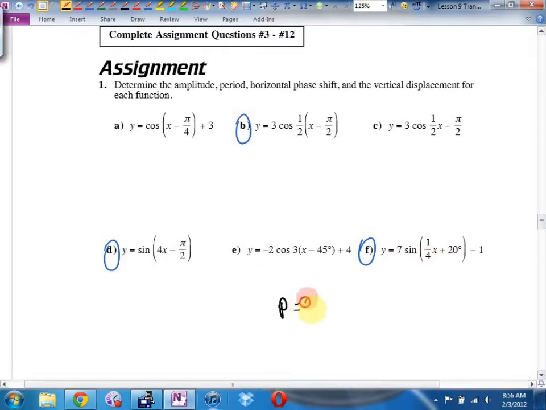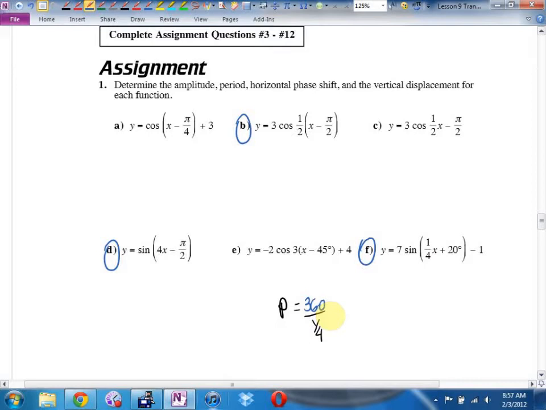Sorry, not 2 pi, Mr. Dueck. It's in degrees, good gosh. It's going to be 360 divided by a quarter. How do I divide by a fraction, flip it, and multiply? It's going to be 360 times 4, 720 times 4. Do you get 1,440 degrees as your period?